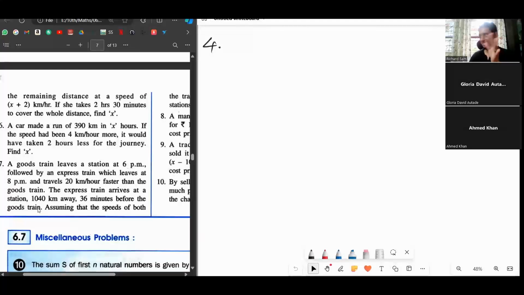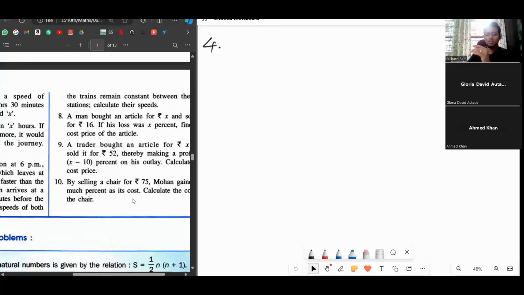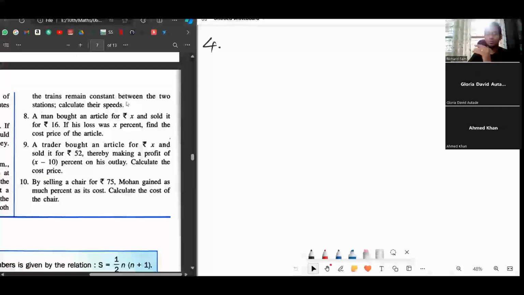Now they're giving all the time and everything. They're just making it a little more complex, but it is the same type as what we did before. I mean, a little different. Assuming that the speeds of both the trains remain constant between the two stations, calculate their speed.